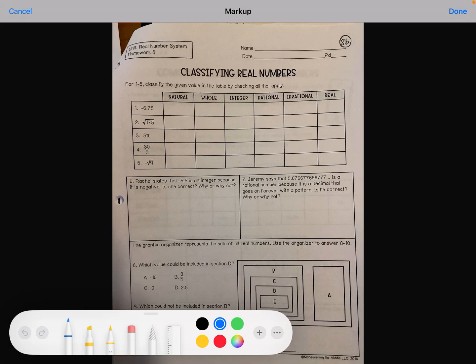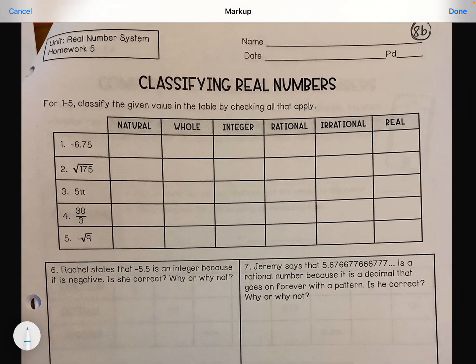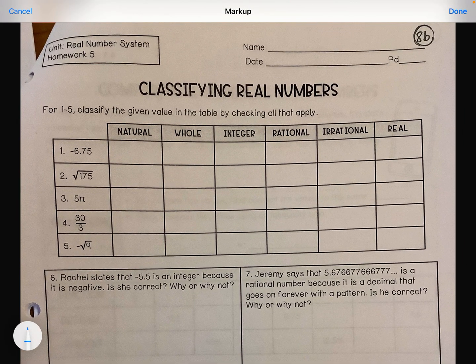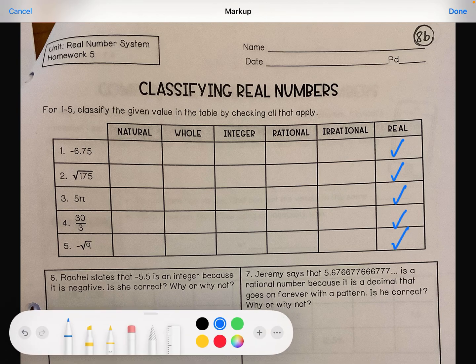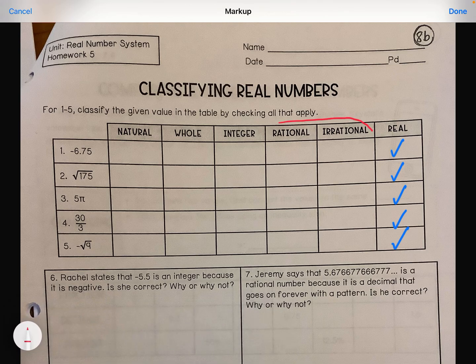Hey guys, let's go over homework 5, classifying real numbers. We are working in the real number system, so all of your answers will have the real box checked. They're all real numbers. Next, we want to decide, do we have a rational or an irrational number?